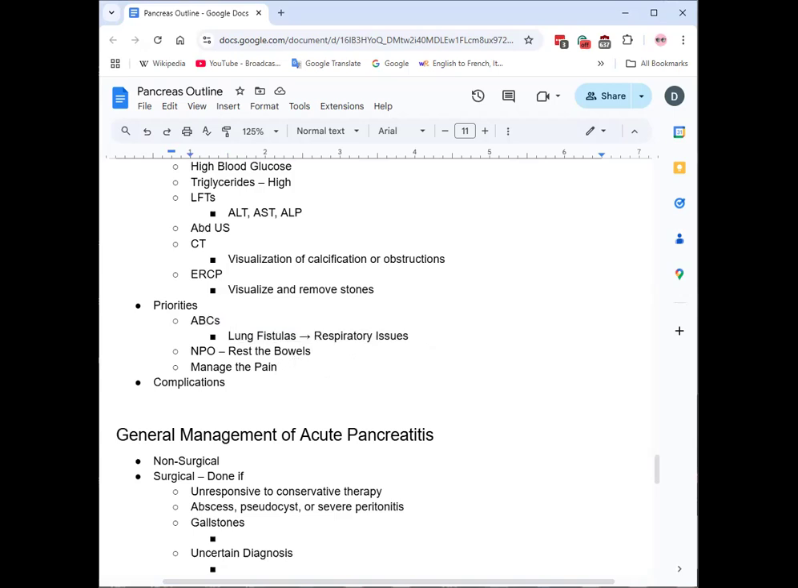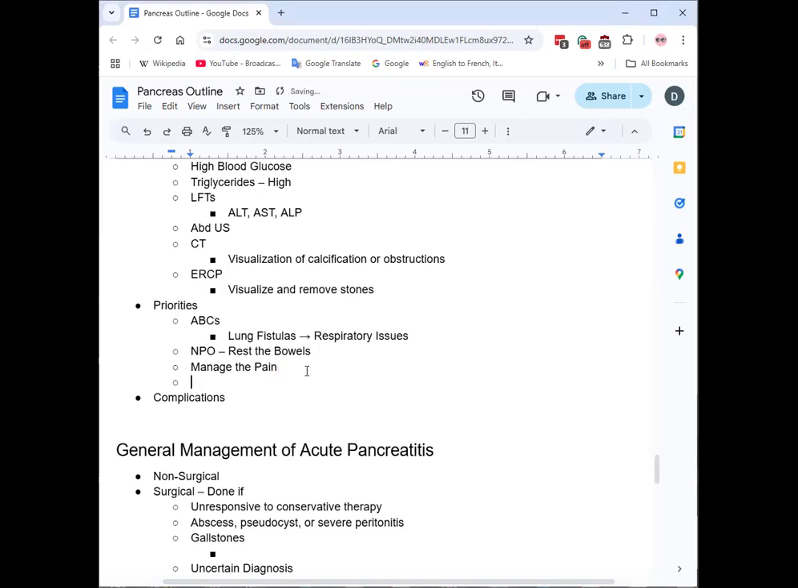Okay, anything else that we got here? We talked about resting the bowels. NGT for suction. Yeah, decompressing the bowels, that's always good. Would you see TPN administration? I would say if they have not been able to eat, or if they're NPO long enough. Yeah, pretty much. And manage their electrolytes, because if they're not eating, their potassium is probably going to be a little bit low.